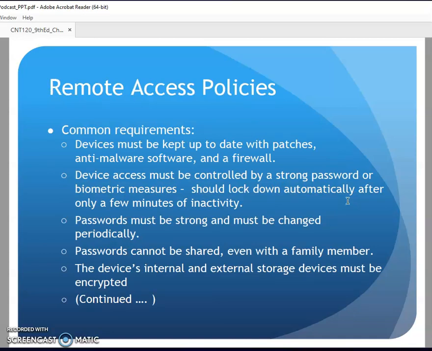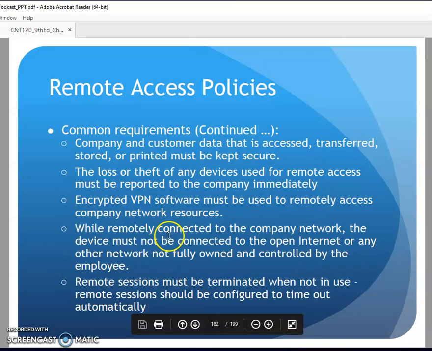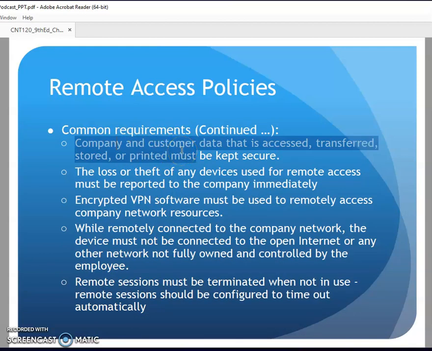With remote access, there need to be some policies on what is being done or what is allowed. So this delineates a lot of things to be thinking about for remote access. Being kept up to date, patches, anti-malware, firewall, etc. Strong passwords must be changed periodically. Can't share them. Any device's internal and external storage must be encrypted. Company and customer data that is accessed, transferred, stored, or printed must be kept secure. Loss or theft of things needs to be reported immediately.